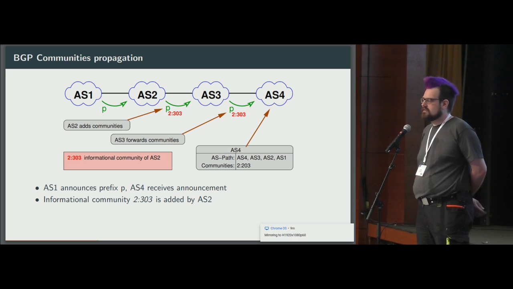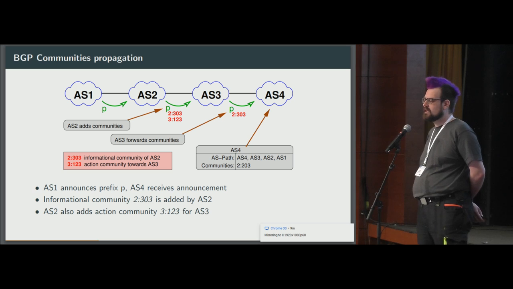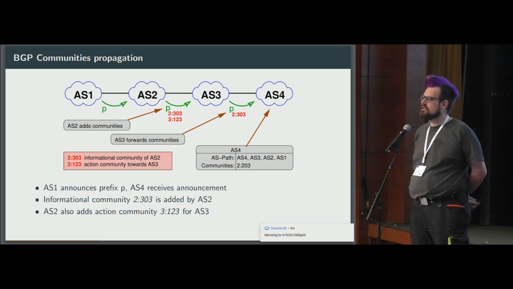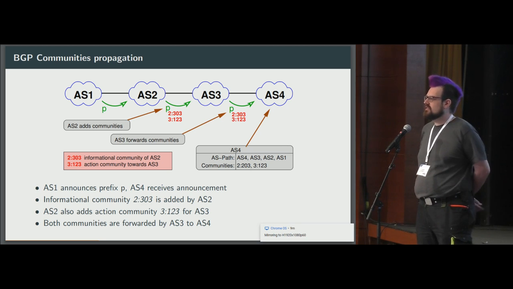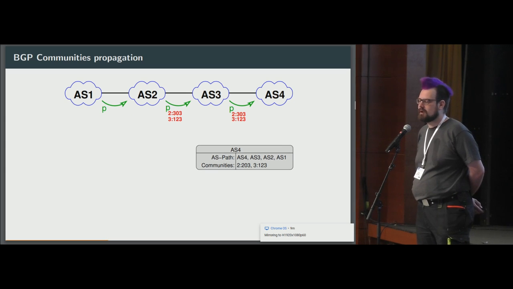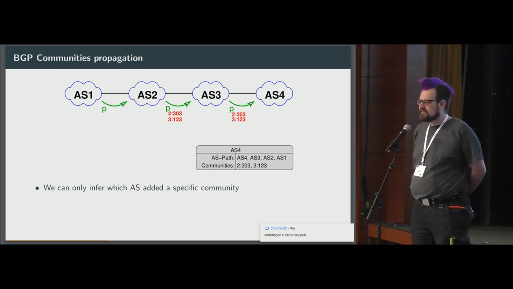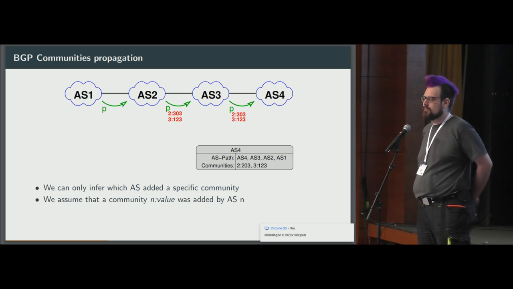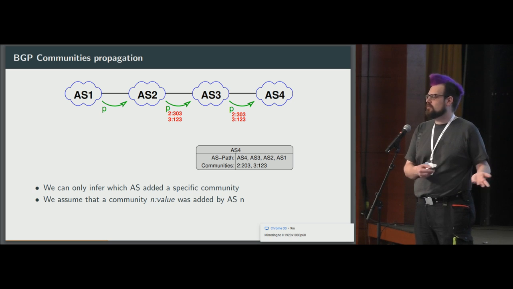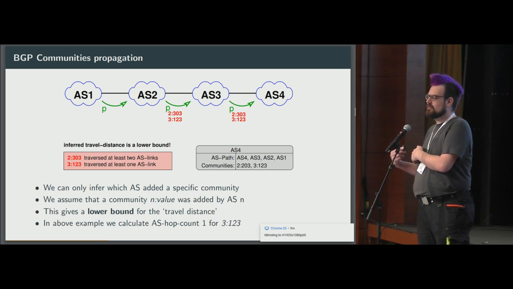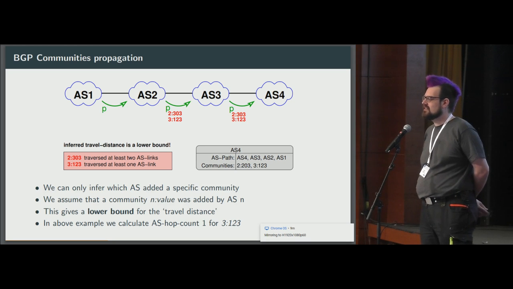So AS2 has added this informational community. Now AS2 is also adding a community for signaling or triggering an action in AS3, its upstream. And this is also forwarded to AS4. So both of these communities are now visible in AS4, but AS4 cannot know who actually has added these communities, and so can't we. But we needed this for our measurements, so we had to come up with a solution. We can only infer which AS is adding a specific community, by assuming that the AS number present in the community is the AS adding the community, we will get a lower bound of the travel distance or of the AS hop count.